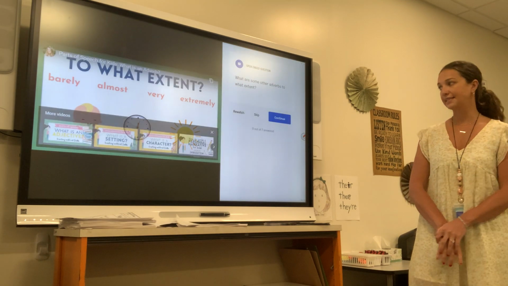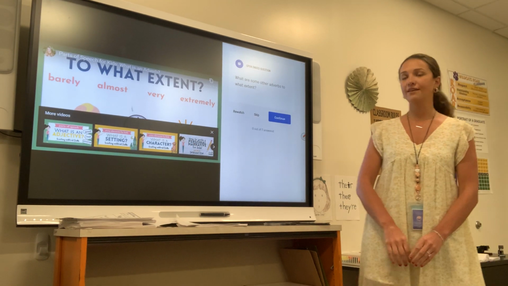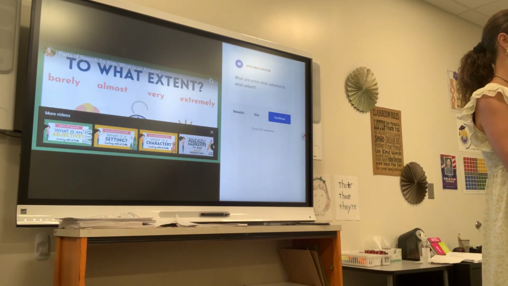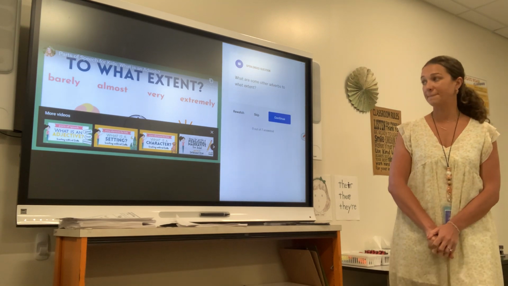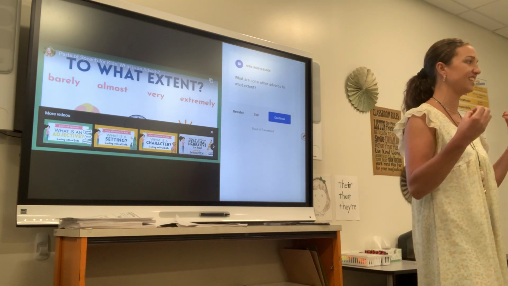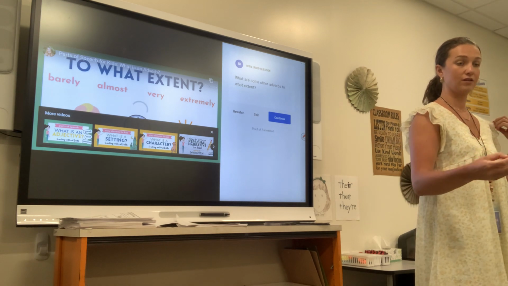To what extent? What are some other adverbs to what extent? We can't name those on the board. No. Absolutely. Barely, almost, very, extremely. To what extent? Did I say super?